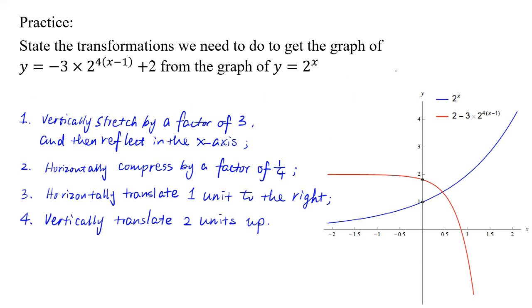And also, I have drawn the translated curve here, which is y equals -3 times 2 raised to 4 times (x minus 1), plus 2, in comparison with the original curve here, which is y equals 2 to the x, right? You can check the relationship between these two curves here.